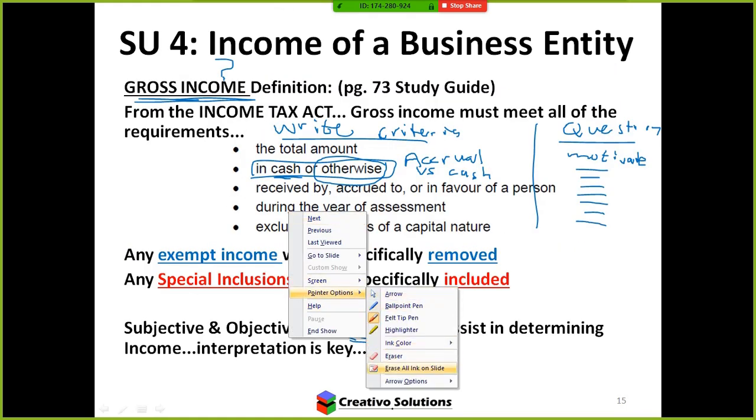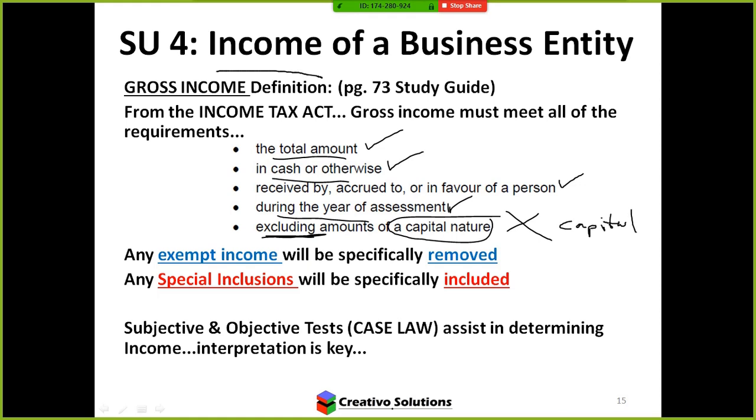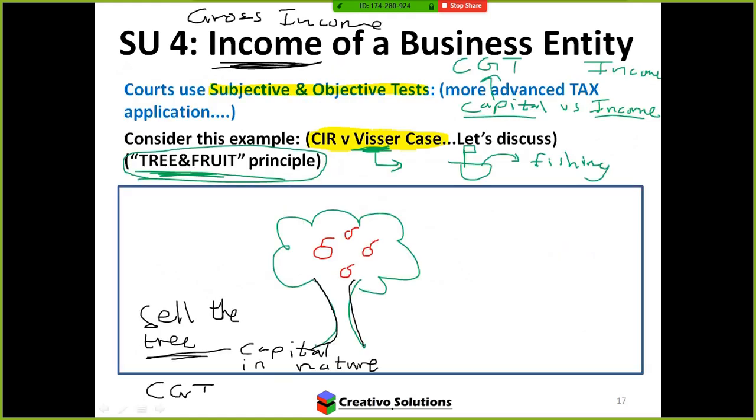Total amount. Did I receive something? Yes, I sold the tree. Did I receive money for the tree? Yes, I did. Was it received by or accrued to or in favor of the person? Yes, I sold my tree. Was it during the year of assessment? Yes, I sold the tree this year. Excluding amounts of capital nature. If I'm selling trees, it's capital. So does it meet the definition of gross income? No, it doesn't. So would you include this in gross income? No, you won't. But are you going to include it? Yes, you will, but later on as part of the CGT, capital gains tax.